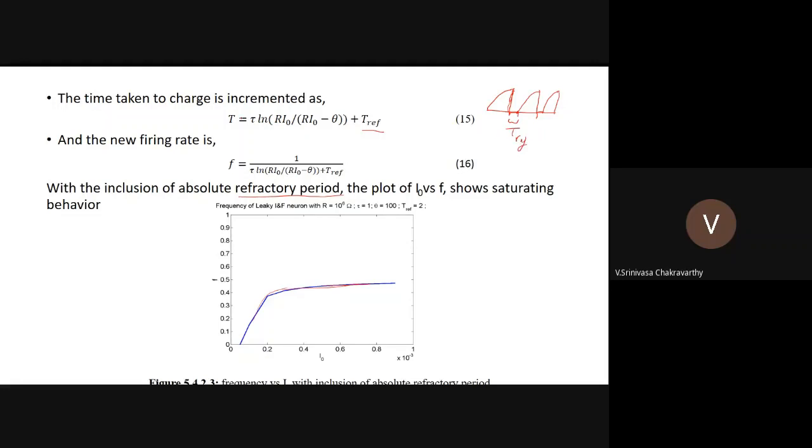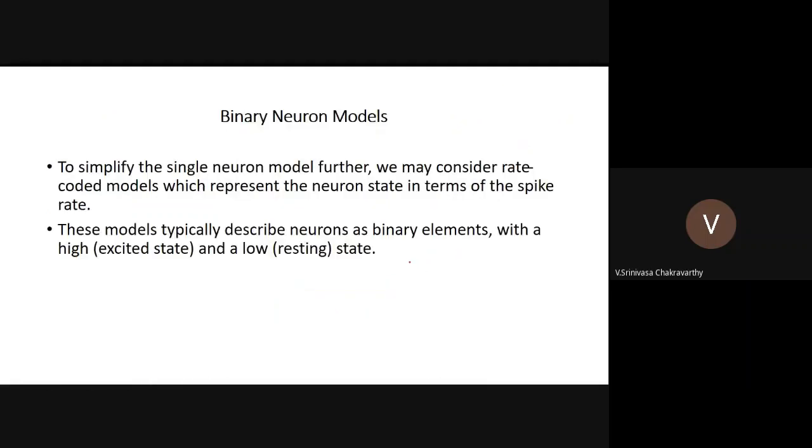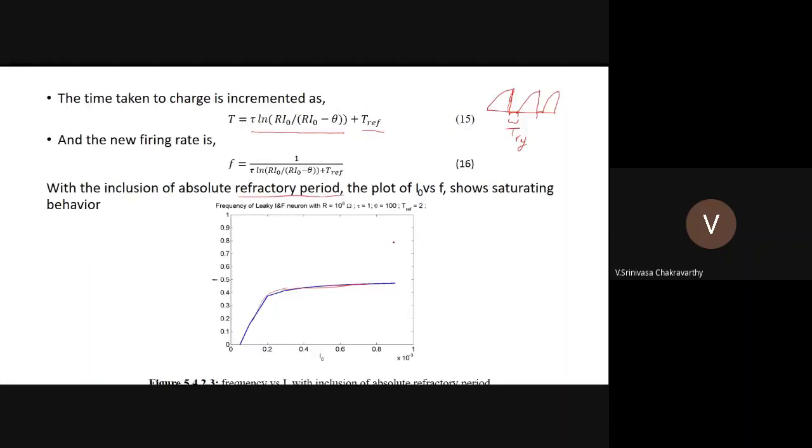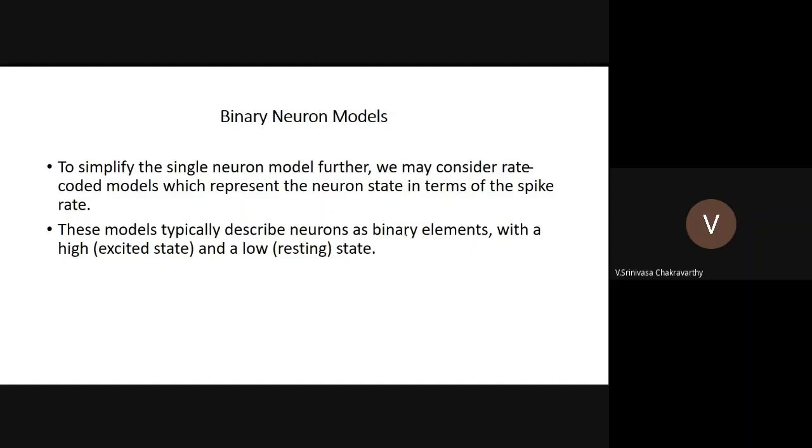Therefore, to the previous time period T, you have to add T ref, and frequency becomes 1 by this whole thing. Because of this, you have a saturating curve. Frequency dependence on I naught is a saturating curve. So that is an integrate and fire neuron model. These are very effective. You can construct networks of these neurons and do lots of interesting things. Now let us go to the next one.